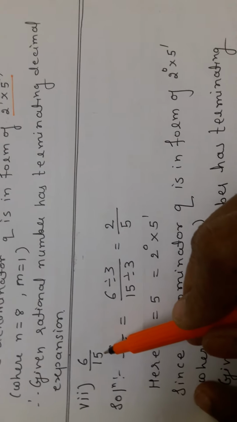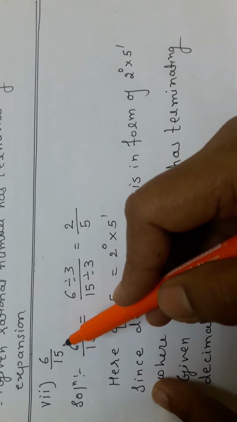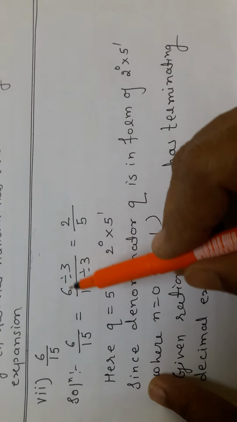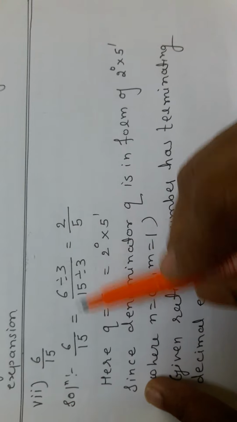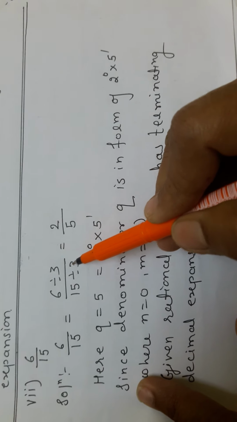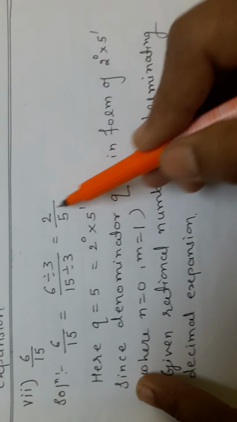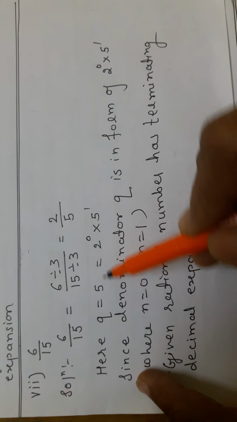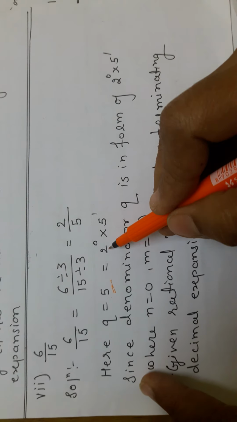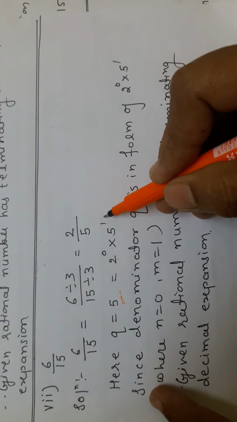Next, 6 upon 15. Again 6 upon 15 has a common factor, that is 3. Means both the numbers are divisible by 3. That's why we will divide by 3. We got 2 by 5. Here q is only 5, means we can write 2 raised to the power 0 into 5 raised to the power 1.